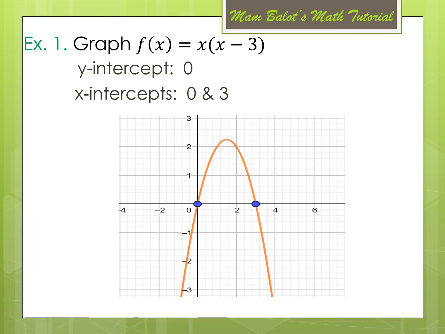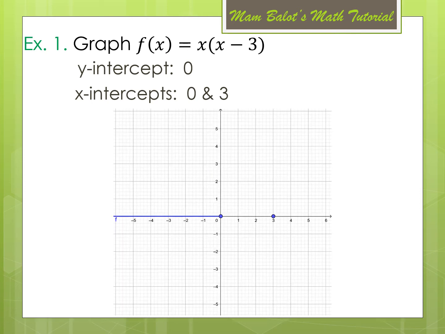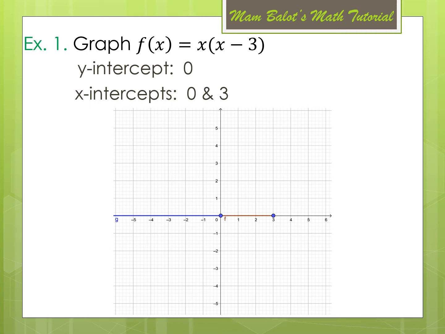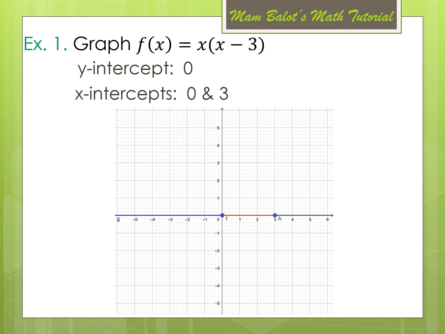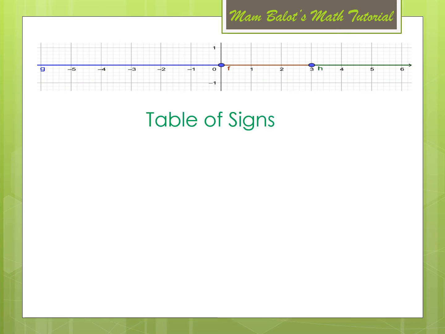But before making the table of signs, we must know first what the intervals are. The intervals are located between the x-intercepts. So we have the first interval, which is the numbers less than 0, colored there in blue. The second interval is the numbers between 0 and 3, colored there in orange. And the third interval is the numbers greater than 3, colored there in green.